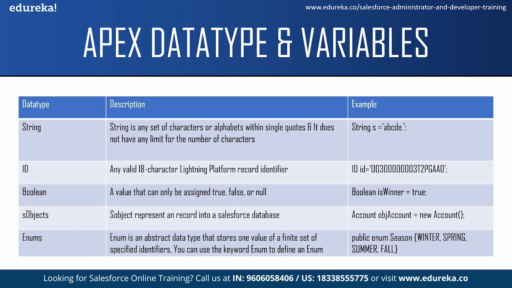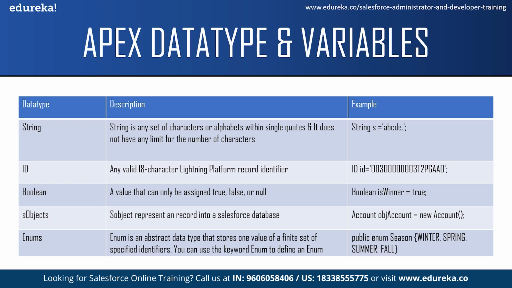After this, our next data type is the string data type. String is any set of characters or alphabet within single quotes, and it does not have any limit for the number of characters. You can define a string data type with the keyword String followed by the variable, and you can write any number of characters over here. In the example, I've written ABCDE.